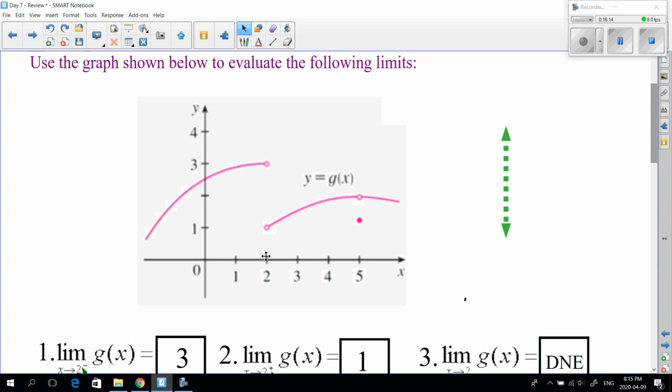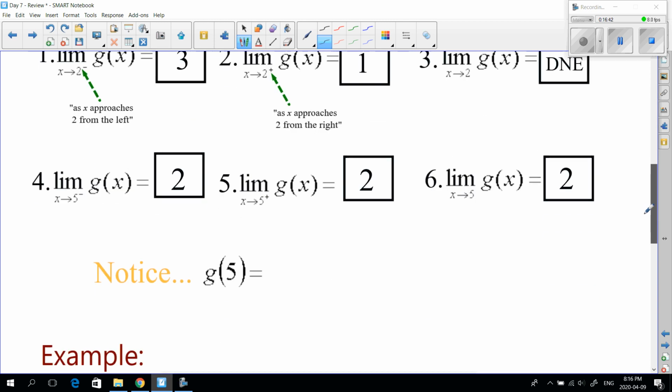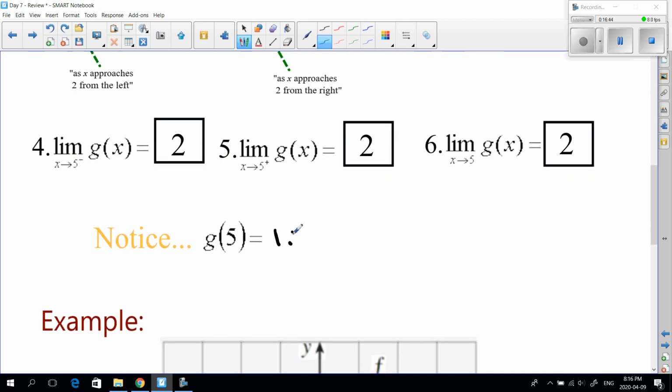So if I go 5 units to the right, I've got a choice. I've got this dot kind of floating in midair at around a height of 1.2, or I've got this open dot at a height of 2. Now remember, g at 5 actually indicates the defined height. So I have to pick the closed dot. The defined height in this case would equal 1.2 approximately.